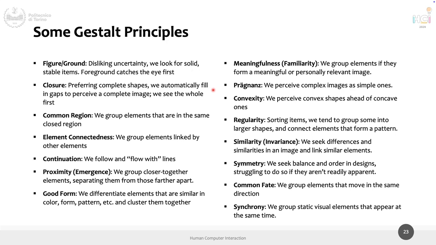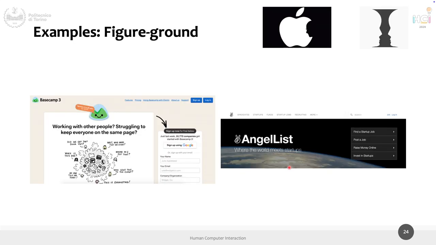Or closure, we automatically fill in gaps to perceive a complete image. Or common region, we group elements, what we said about white space, that are in the same closed region. Or proximity, we group elements that are closer together, separating them from those that are far apart. Familiarity, I already mentioned familiarity quite a lot. Symmetry, we seek balance and order, and we struggle if things within a page, an application, a construct, etc., are not symmetrical or balanced. So these are some of the principles, and here there are some examples.